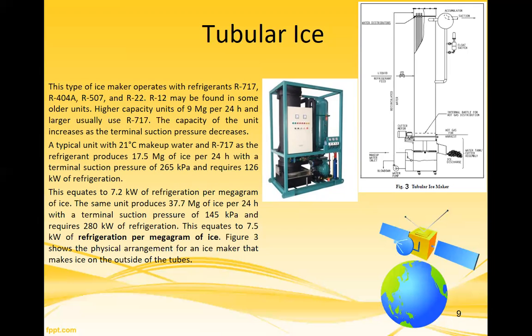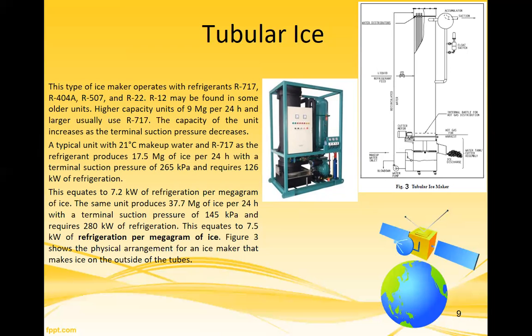Ano yan? Ammonia. R404A, R507, and R22. R12 may be found in some older units. Pero ngayon, bawal na ang R22. Higher capacity units of 9 megagrams per 24 hours and larger usually use R717.